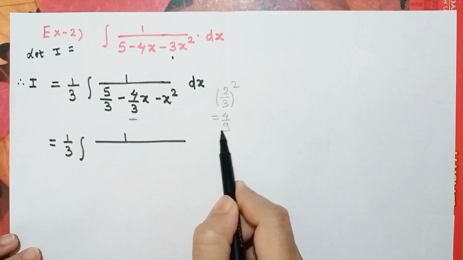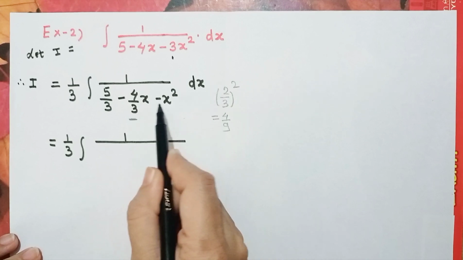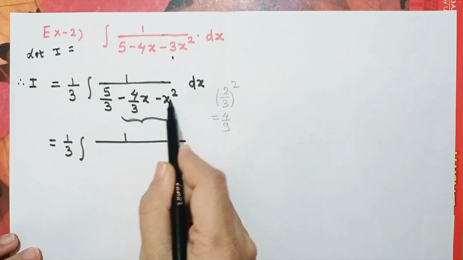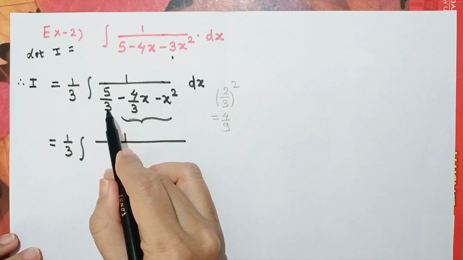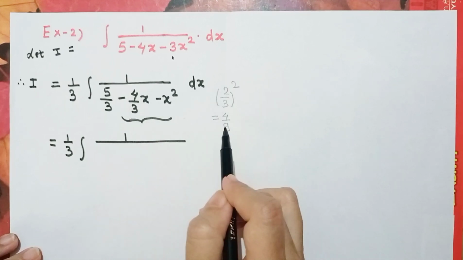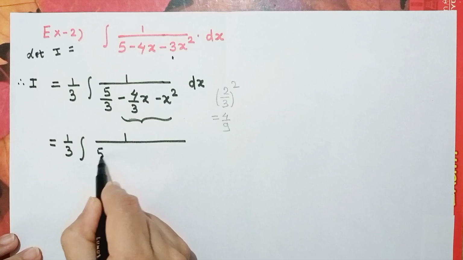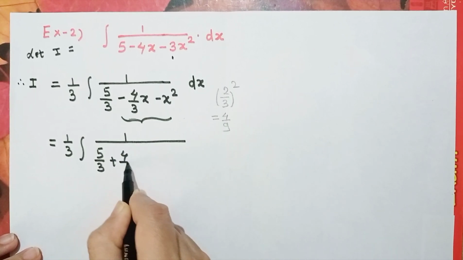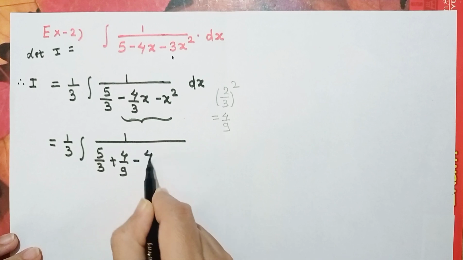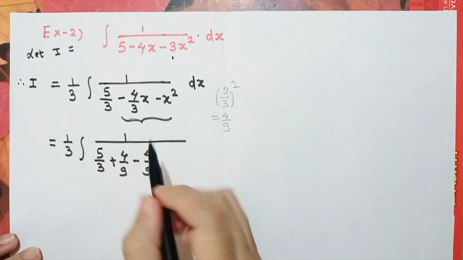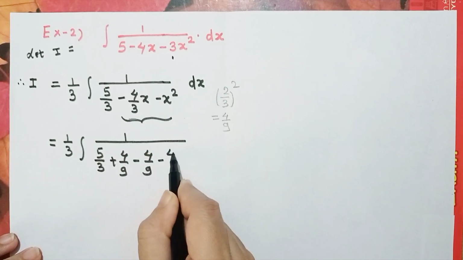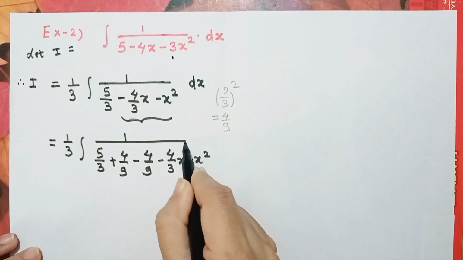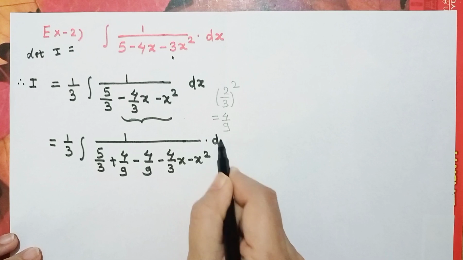Now check here, we will add and subtract after the first two terms. The first two terms are this x square term and then the x term. So here I am going to add and subtract this term. So first term 5 by 3 I'll write, then plus 4 by 9, then minus 4 by 9, and then write down these two terms. So minus 4 by 3x, and then minus x square, and this is dx.